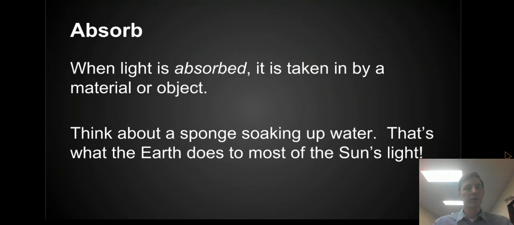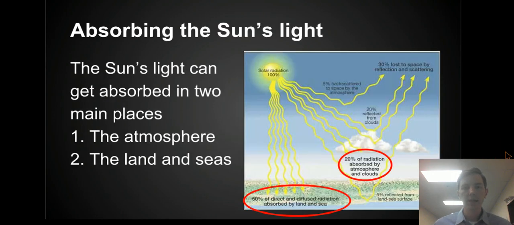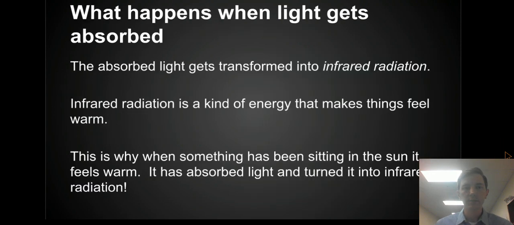When something gets absorbed, it's taken in. So think about a sponge soaking up water. That's what the Earth does to most of the light from the sun. It soaks up that light. That happens mostly in the land and sea. So a lot of the light, when it hits the ground or when it hits the oceans, gets soaked up. It also gets absorbed a little bit in the atmosphere as well.